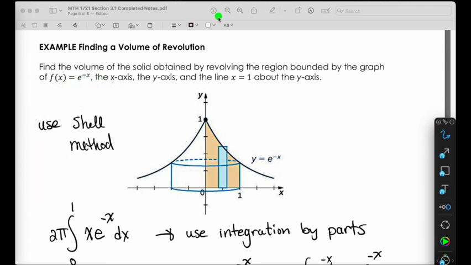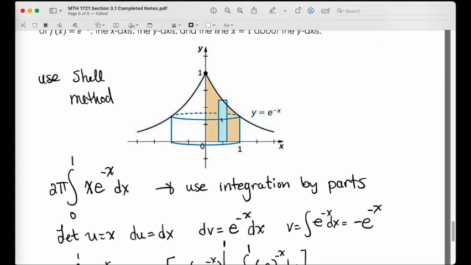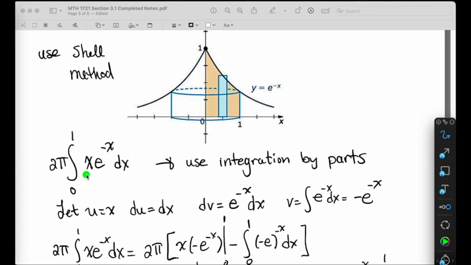So we are going to take 2 pi r, r being the radius of the shell. The radius of the shell coming out this way is going to be x. So we have 2 pi, the radius, which is x, times the height, which is going to be the value of the function. So that's going to be e to the negative x. And we're going to do that on the integral from 0 to 1.